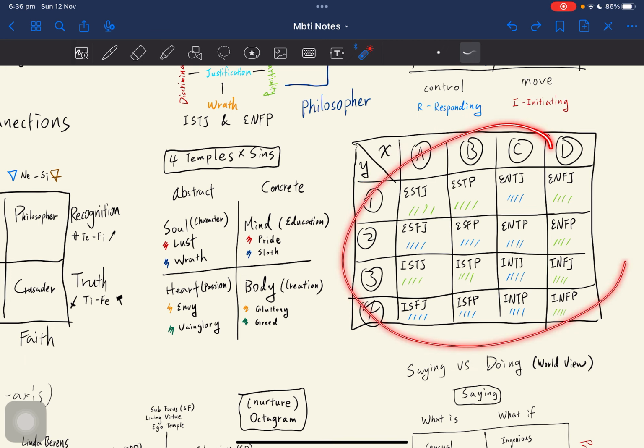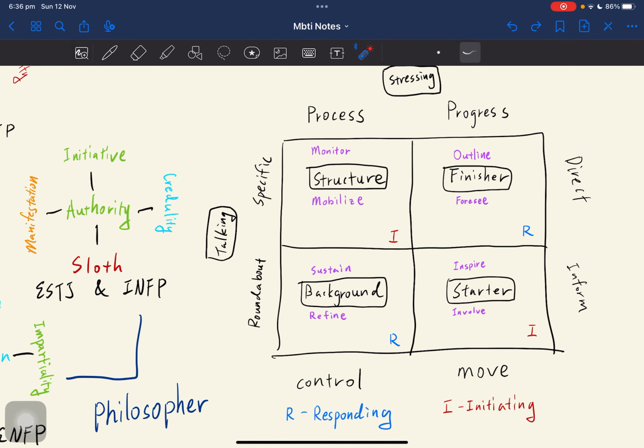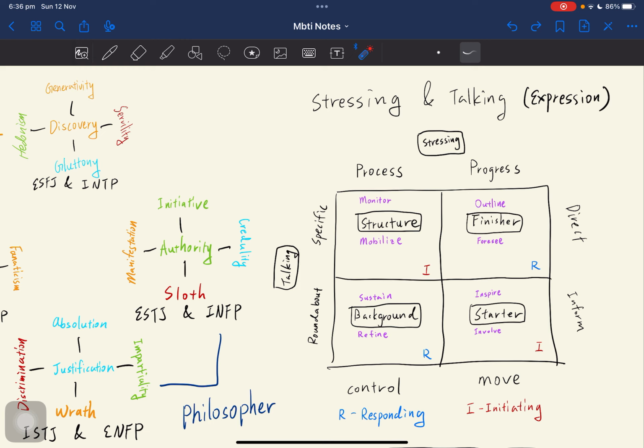And after you have this in your mind, when you see someone, you try to type them using the expression and worldview matrix, or the stressing versus talking matrix. So you are looking at, when they talk, are they talking about process more or progress more? So process, also known as outcome.